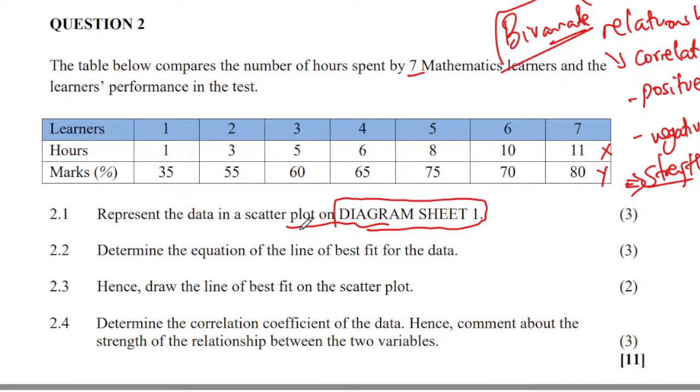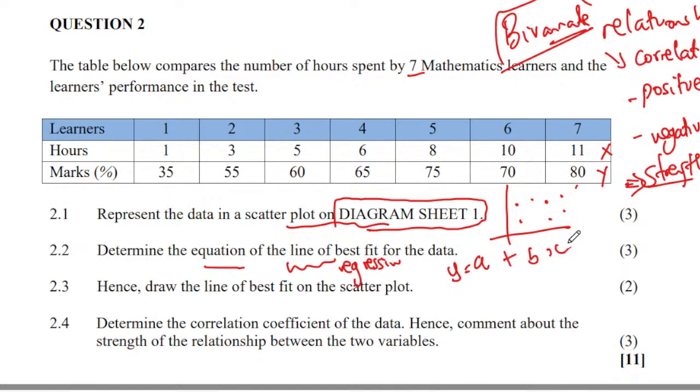When you're done with the plotting, do not connect the points. Just leave the points the way they are, maybe just as dots. That's what we call a scatter plot. Then they want you to find the equation of the line of best fit, sometimes called the regression line. With the regression line, remember the values of A and B. We need to find this: y equals a plus bx.